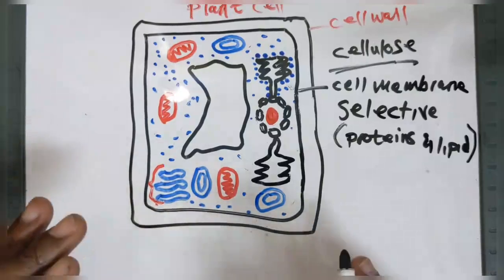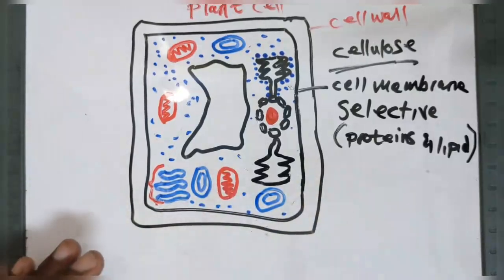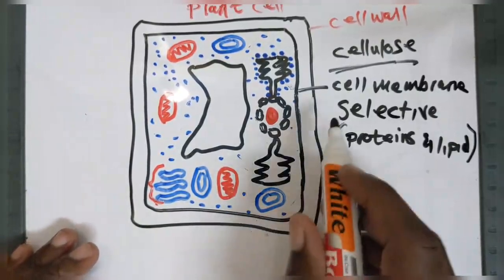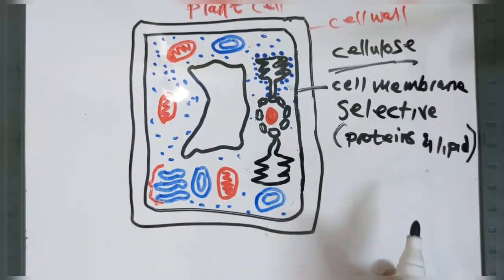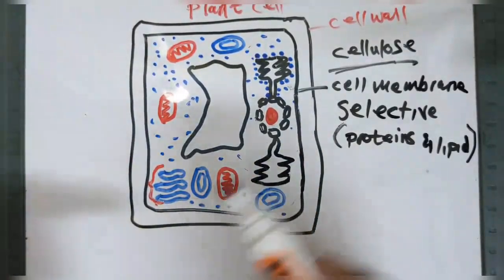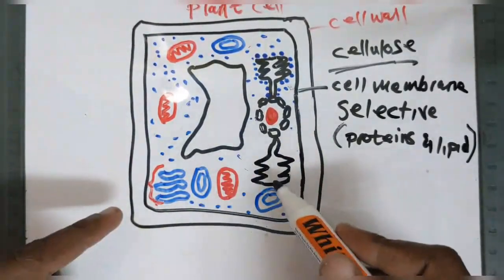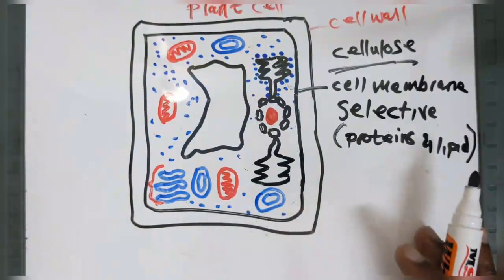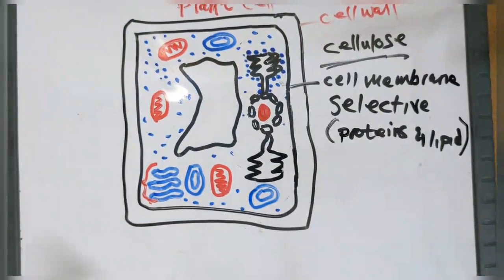So the cell membrane is made of the proteins as well as the lipids. That is what it is made of. I said it is responsible for controlling which substances should enter or leave the cell. That is the function of the cell membrane. I hope you are getting the point.